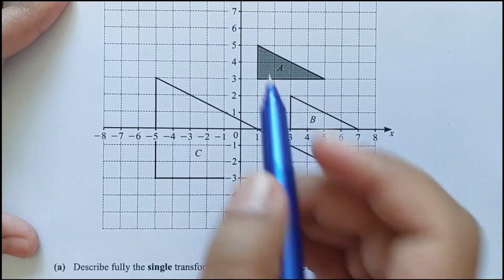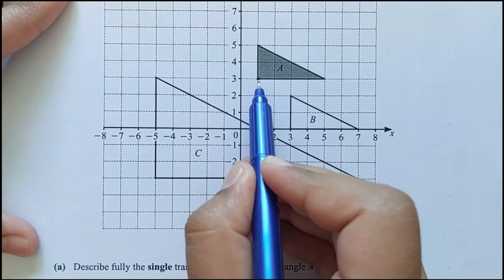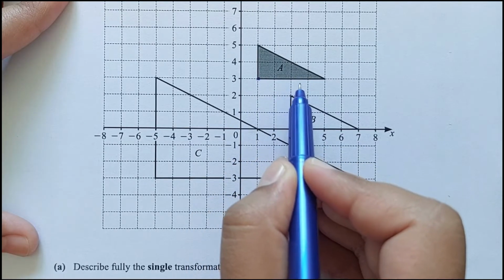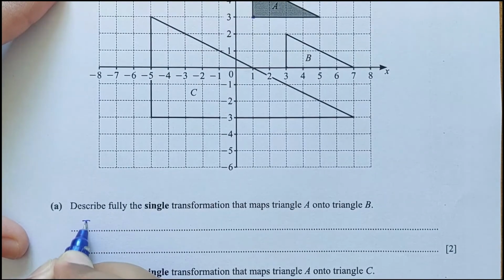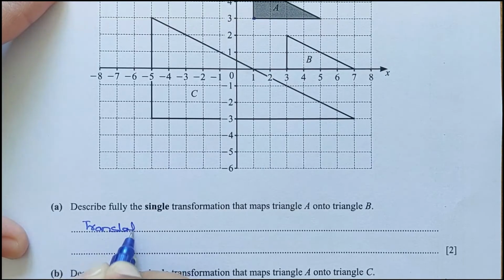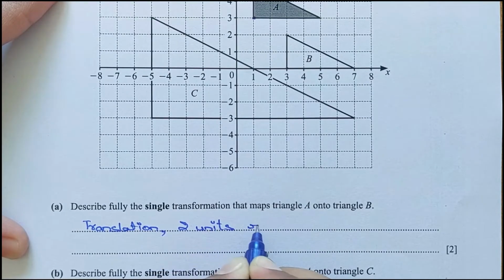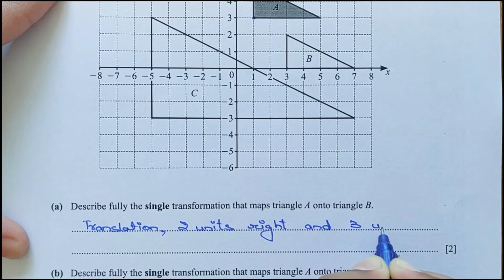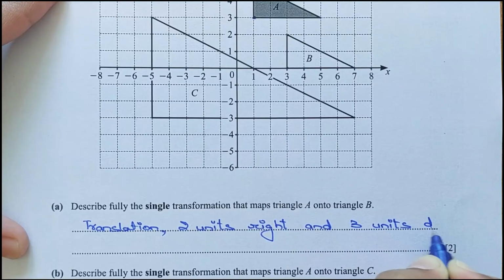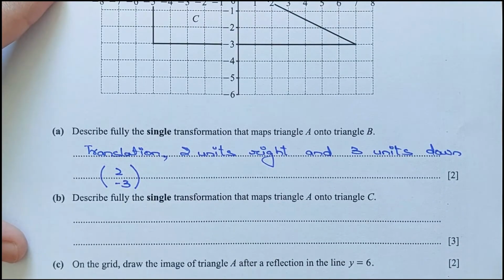The shape is translated some units right or left. How much is it translated if I take this as a reference point? The horizontal translation is 1 and 2 units, and the vertical translation is 1, 2 and 3 units down. So it is a translation of 2 units right and 3 units down. In terms of a vector we can say (2, -3). The horizontal translation is 2 and the vertical translation is -3.